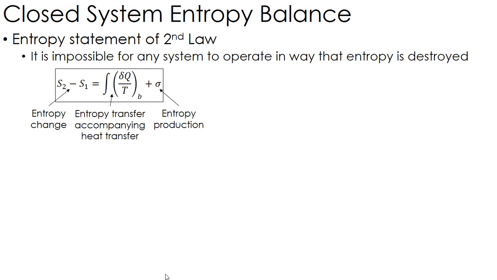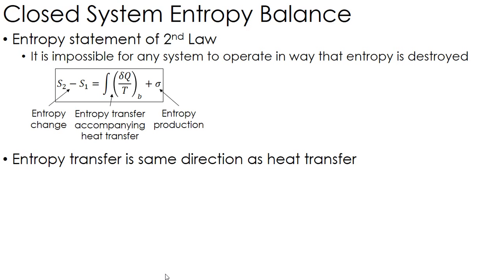The final term here is the entropy production, which is really the measure of irreversibility. That's our sigma value. This is the one that has to be greater than 0. Now, again, the entropy transfer, the first term on the right side of the equation, the Q over T, this accompanies the heat transfer. It's in the same direction as the heat transfer. So if there's heat transferred to the system, generally there's going to be entropy transferred to the system. Heat transferred from the system, there's going to be an entropy transfer from the system.